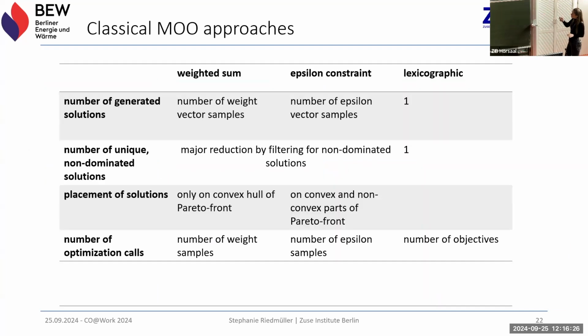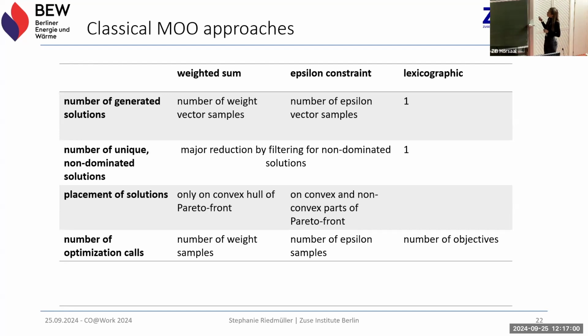Here's another overview of the different approaches. I want to compare them. How many solutions can I get for the weighted sum and epsilon constraint? It's just the number of vectors I sample. Then for the lexicographic optimization, it's just one. But most of the time we're not interested in how many solutions we can generate, but how many of them are really non-dominated.